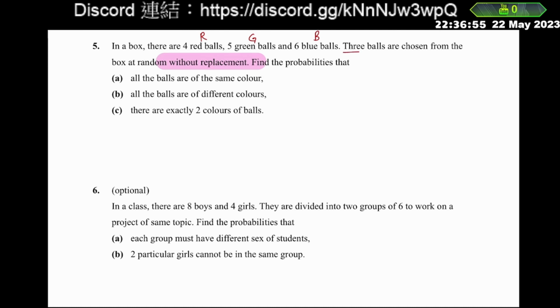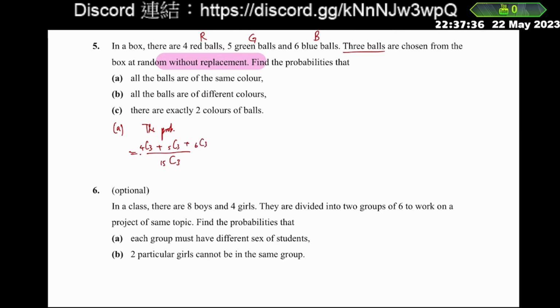Choose 3. And so for part A, again, they are the selection from different groups. So for the probability, altogether there are 4, 5, 6, that means 15 balls. Choose 3. The denominator will be 15C3. And then for the numerator, they all are the same color. Therefore, it can be either all red, or all green, or all blue. And therefore, it can be 4C3, or then we add them up, 5C3, or 6C3.